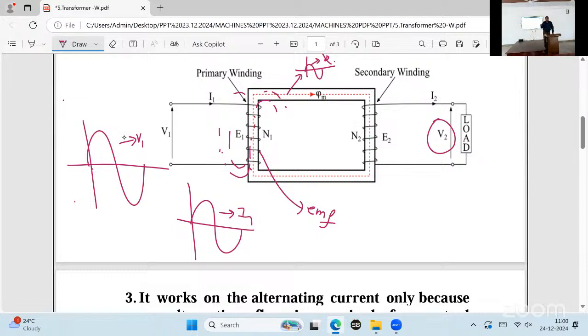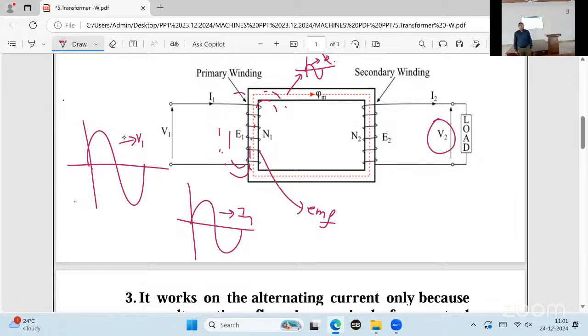How did you get E2? Because of Faraday's first law. What is Faraday's first law? Whenever a change in flux links with coil 2, what is coil 2? Secondary winding, N2. The EMF induced in the secondary winding is called mutual induced EMF. Like this, we got it.